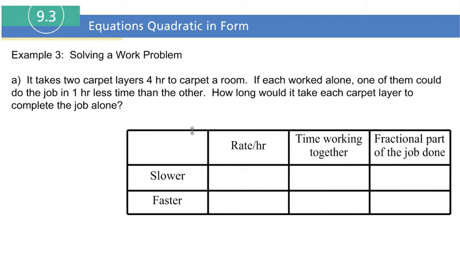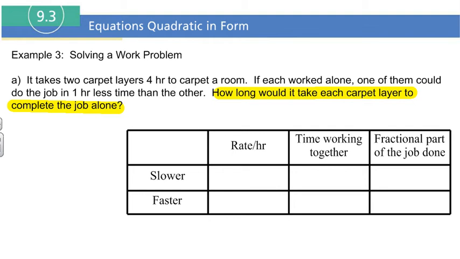So it takes 2 carpet layers 4 hours to carpet a room. If each worked alone, one of them can do the job in 1 hour less time than the other. How long will it take each carpet layer to complete the job? So that's the main question we're trying to answer: how long will it take each person? So we're actually going to find 2 answers, right? How long is it going to take each person to complete the job?